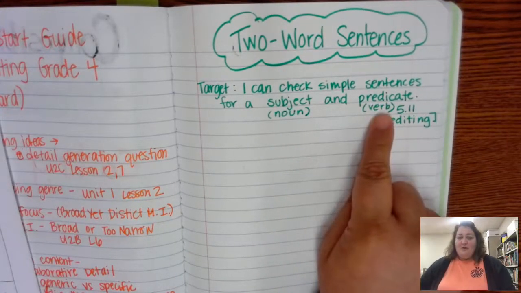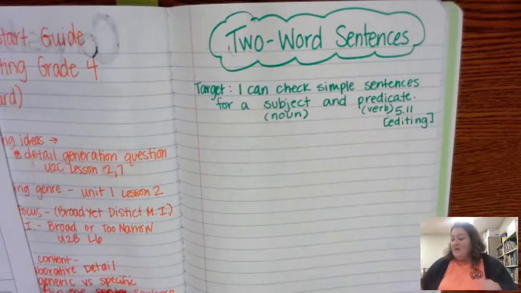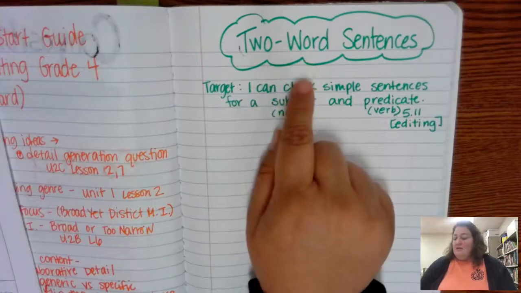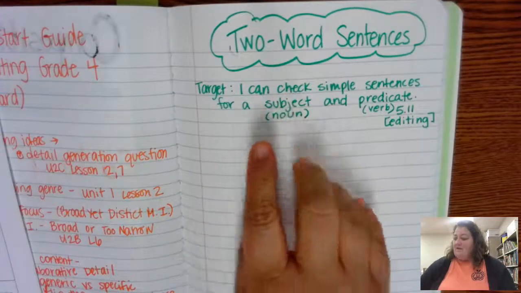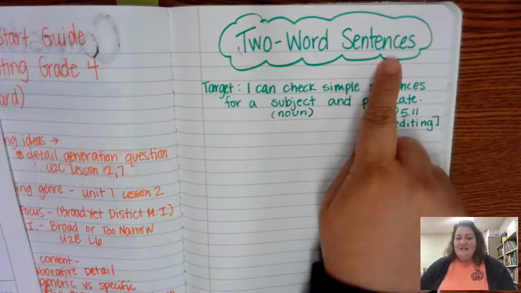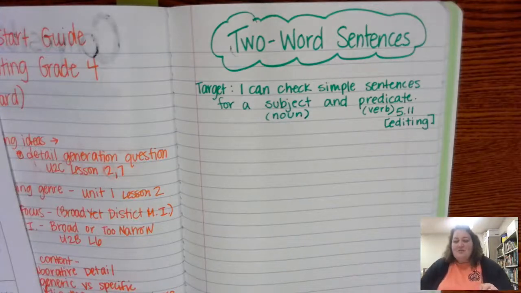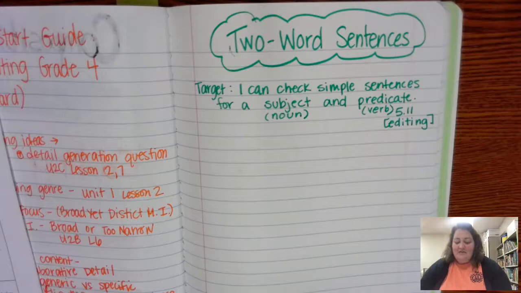So we're going to go through some two-word sentences today. If you're at home with me, I want you to go ahead and get out your notebook. You could pause right here and title your page two-word sentences. When you finish that, continue playing the video. Two-word sentences can be complete sentences. All you need is the noun, the subject, and the verb, the predicate.